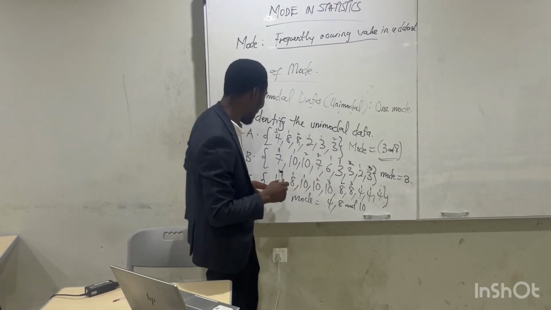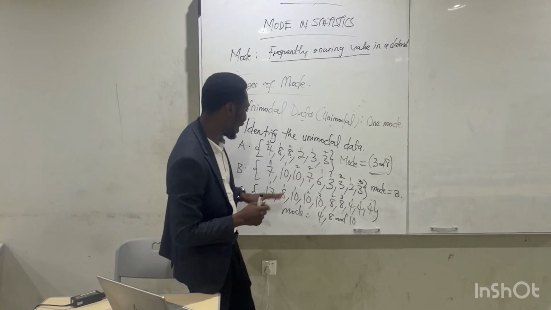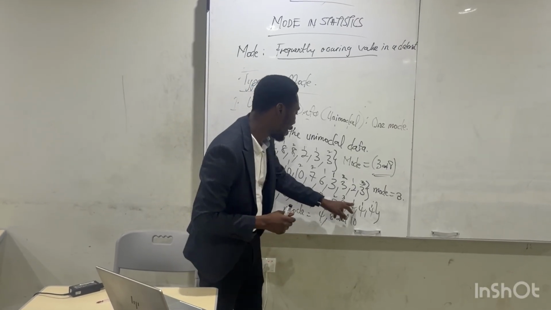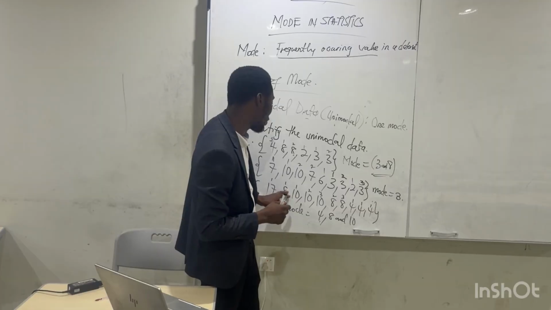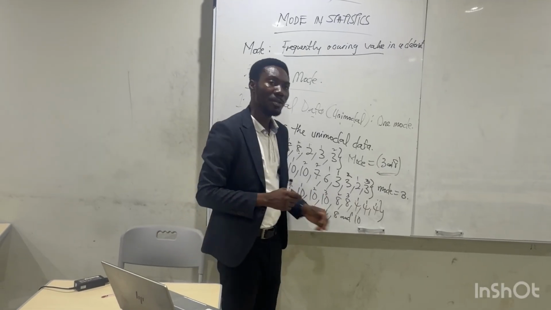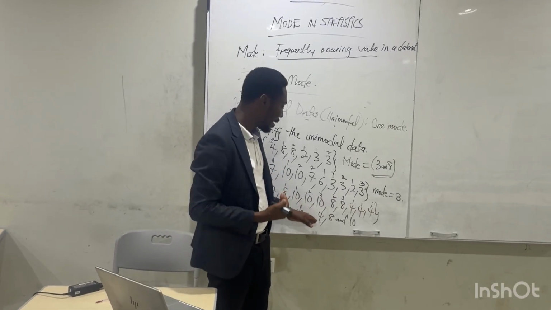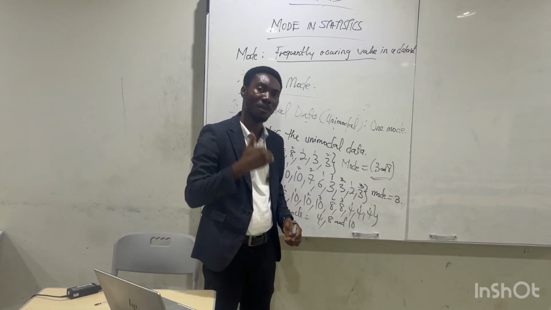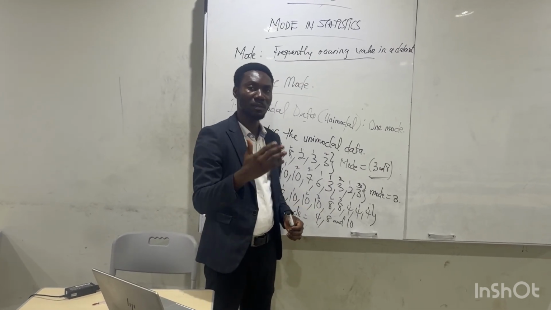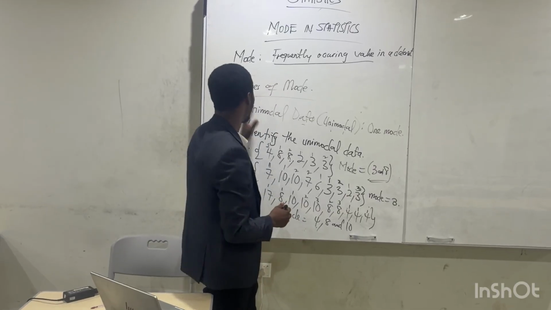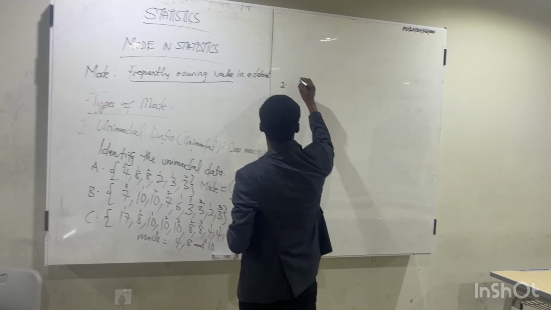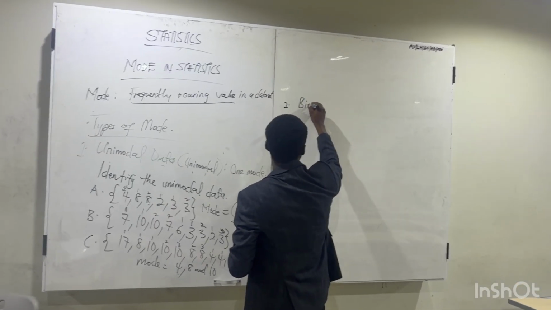Now, if you come over here, the C, you can see that 10 is occurring 3 times, 4 is occurring 3 times, 8 is also occurring 3 times, 1, 2, 3. So here, we are identifying how many modes over here, 1, 2, 3. So this is a typical example of a multimodal data. Is that okay? So that means that the other types, the second type, we can have a bimodal data.